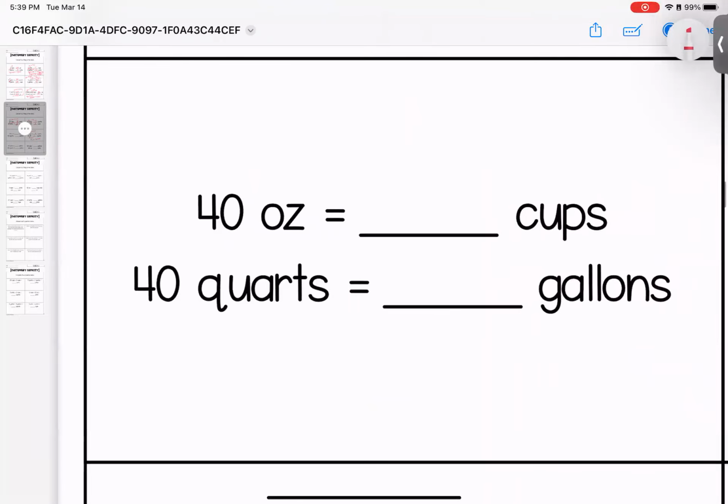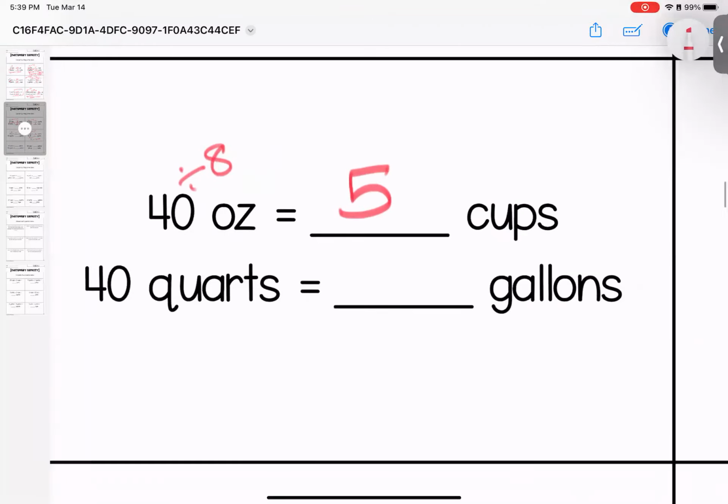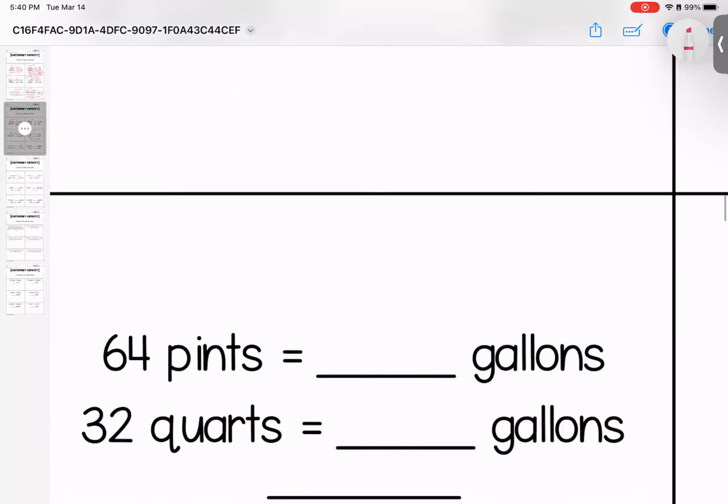Ounces to cups, divide by 8. Every 8 ounces is a cup. 40 divided by 8 gives us 5. Quarts to gallons. Every 4 quarts is a gallon. 40 divided by 4, that gives us 10 gallons.